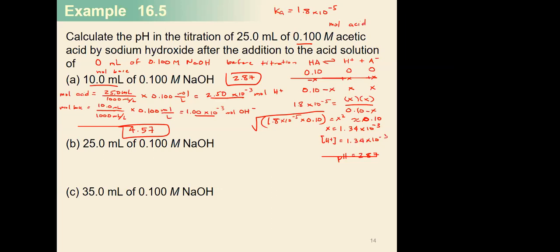So, let's try to solve the other one. Again, we're just monitoring here the pH. So we know we have 2.5 times 10 to the negative 3 moles of the H plus. So that one will remain the same. The one that's changing is the hydroxide. So what do we do with this one? We replace this with 25 ml over 1,000 ml per liter times 0.1 moles per liter. So this now becomes 2.5.